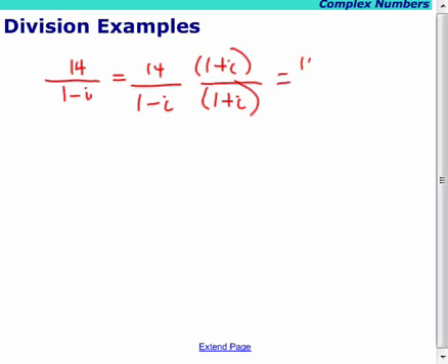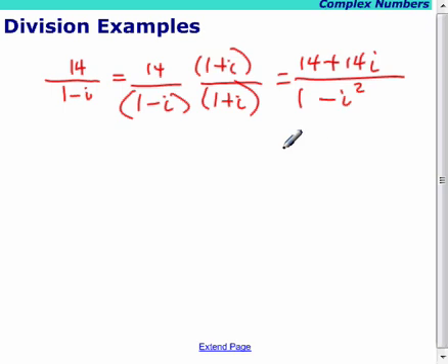So on the top, that gives me 14 plus 14i. On the bottom, notice it's a difference of squares. So 1 times 1 is 1. 1 times i is plus i. Minus i times i is minus i, so those cancel.